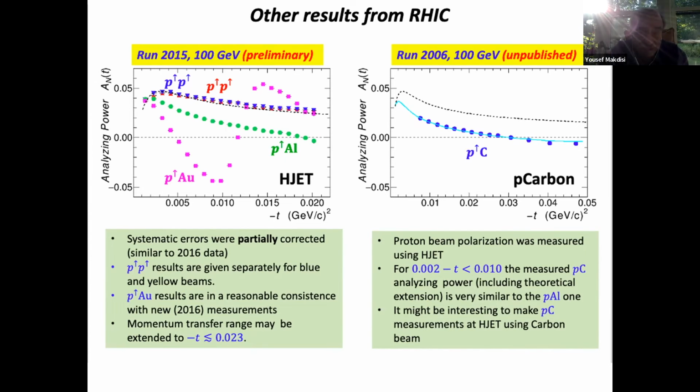We have additional data because RHIC has run in the last few years with much lower energies as well, and we have data which is yet to be analyzed. On the right-hand side is the p carbon analyzing power. This was done using the beam polarization and then using the p carbon polarimeters to measure the analyzing power of p carbon elastic scattering. It's interesting, the p carbon and the p aluminum look very similar in some ways. Now the t range in the p carbon goes further out than we can do with a jet target. But it's interesting to show you what the physics can be done here.